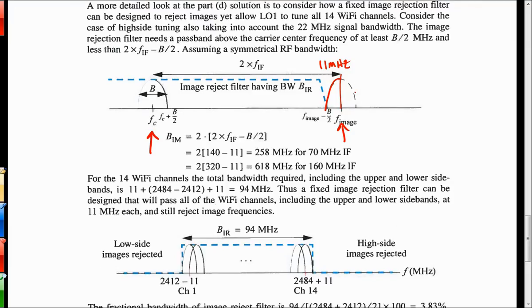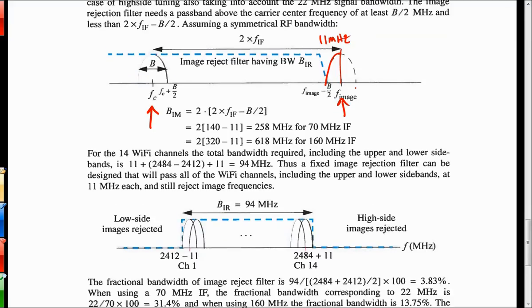So then the question came to my mind is, if I'm using a 70 megahertz IF or a 160 megahertz IF, can I get away with a single image reject filter that can just ensure that I get Wi-Fi signals and I can reject images all at the same time? And it turns out that the answer to that question is yes, because the total band of the Wi-Fi signals is smaller, and here's the calculation for that.